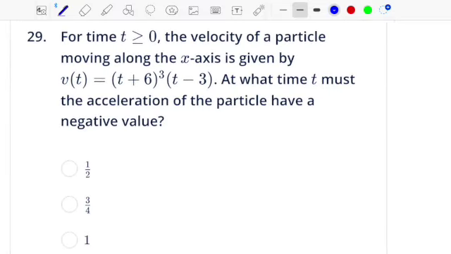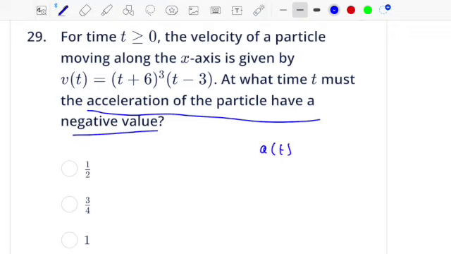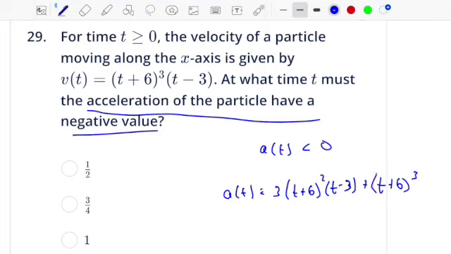For time greater than 0, the velocity of the particle moving along the x-axis is given by that. At what time does the acceleration have a negative value? So acceleration less than 0. Our acceleration is given by, I'm going to use the product rule, 3 times (t plus 6) squared multiplied by (t minus 3), and we're going to add to that (t plus 6) cubed.